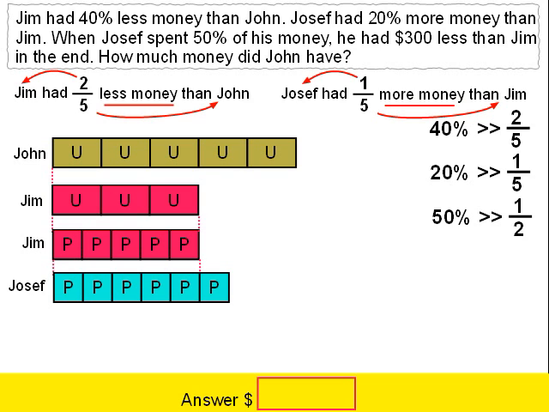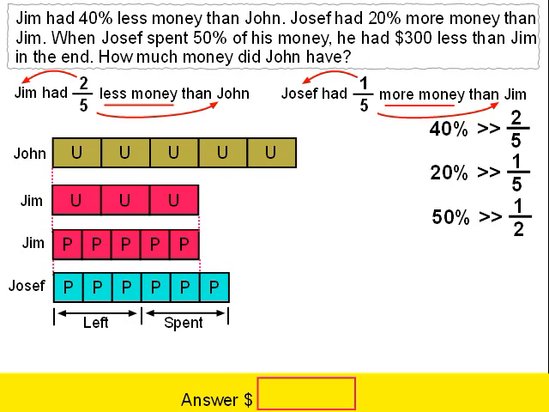Now we're also told that when Joseph spent 50% of his money, he had $300 less than Jim. So Joseph spent 50%. Alright, Joseph had a total of 6 parts. So Joseph spent half. 50% means half. So he spent 3 parts out of 6 parts. Okay, so he spent 3 parts. That means to say he was left with 3 parts. And with this money of 3 parts left, he had $300 less than Jim.